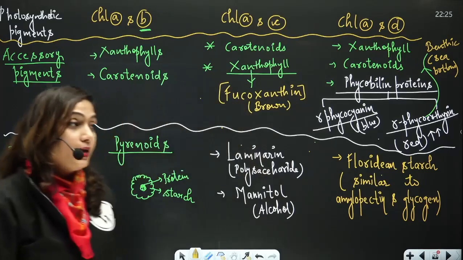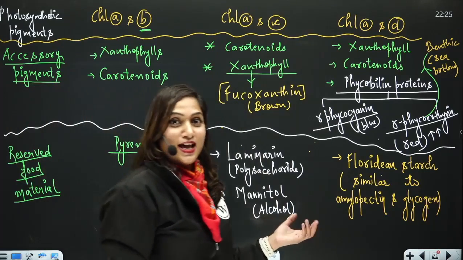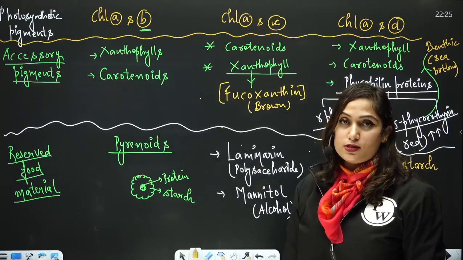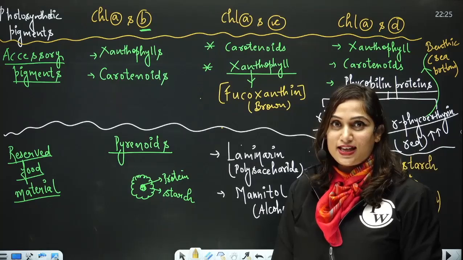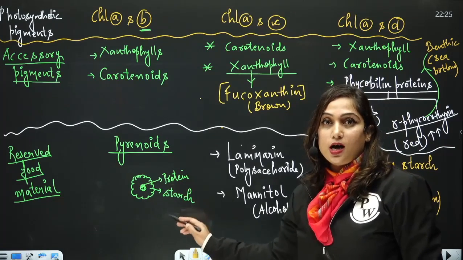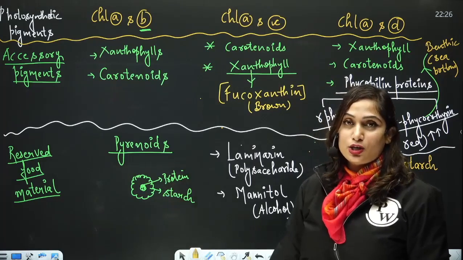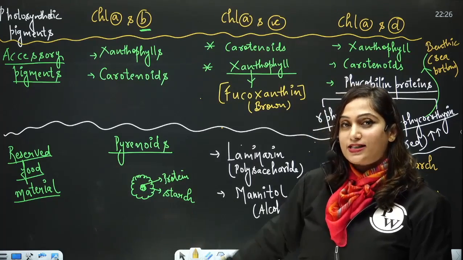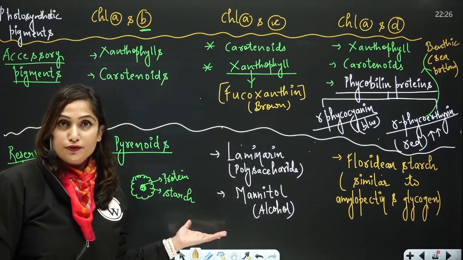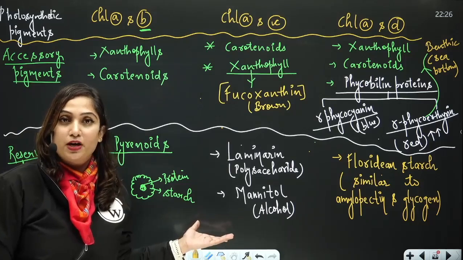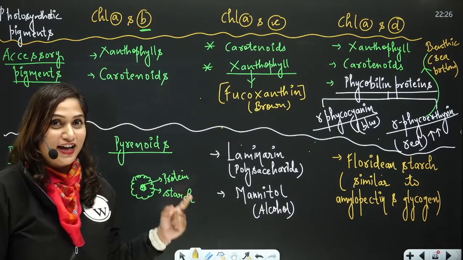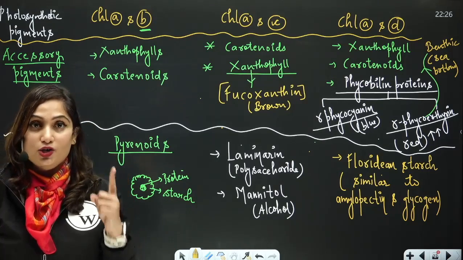Okay, let's go. Now the reserve food material. In which form is the food stored? In green algae, the food is stored in the form of pyrenoids. What are pyrenoids? They are protein molecules surrounded by starch. So in green algae, pyrenoids are the form of reserve food material. Then in brown algae, reserve food material can be laminarin, which is a type of carbohydrate or polysaccharide, or mannitol, which is a type of alcohol. Learn with me: laminarin, mannitol.